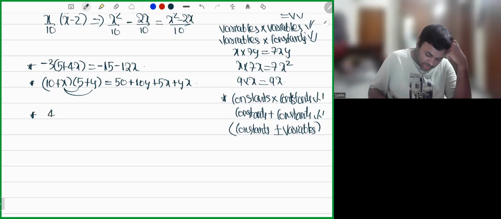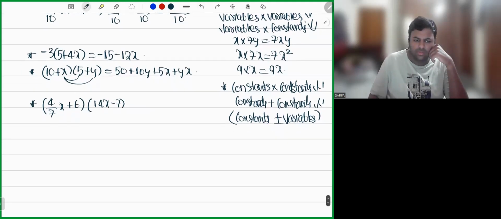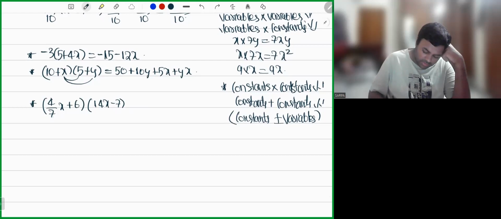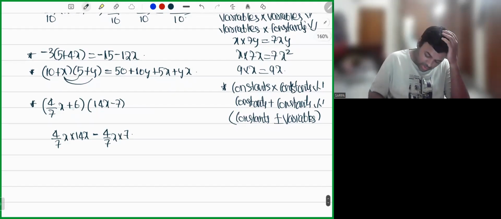I'm having (4 by 7x plus 6) into (14x minus 7) equals 0. Just like equal to 0, again, it will become an equation. Now again, individual terms will get multiplied. 4 by 7 into x, 4 by 7x, into 14x, minus 4 by 7x into 7. Sir, why did you write minus? Because it is minus 7. Plus into minus will be minus.